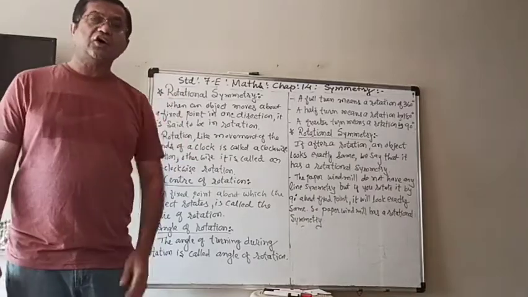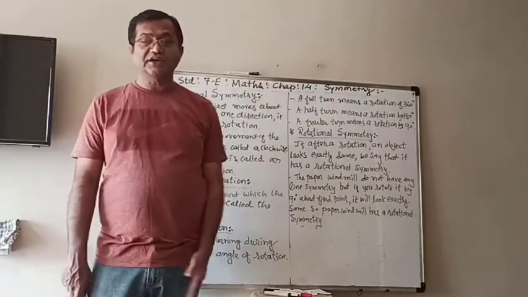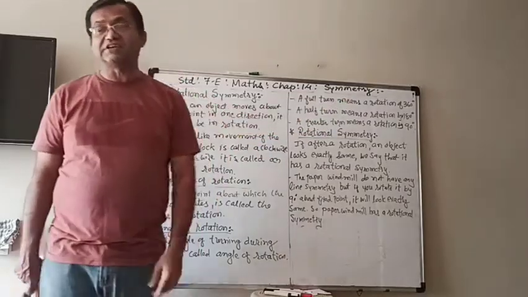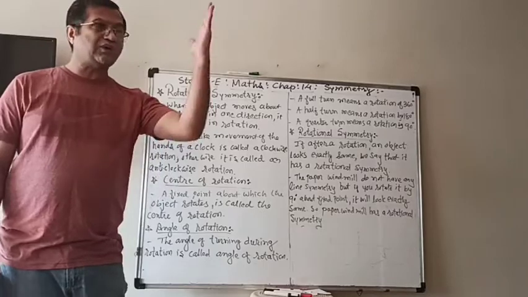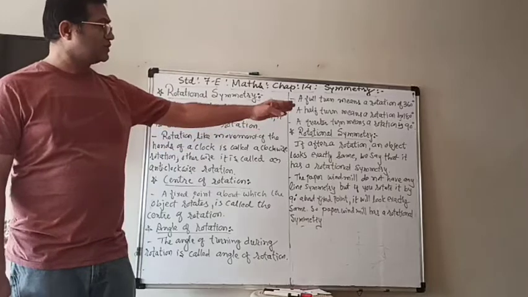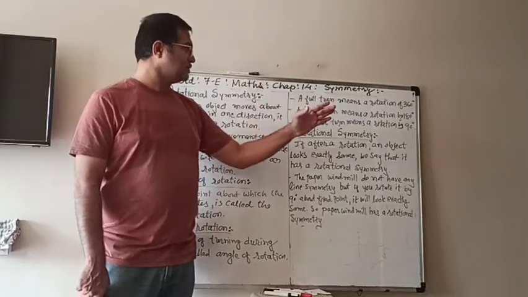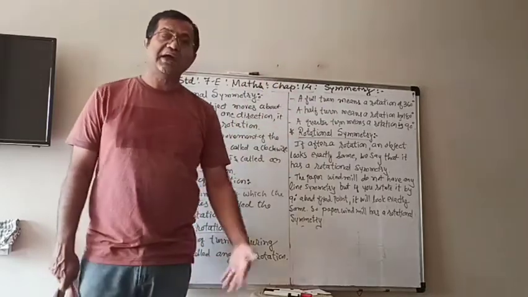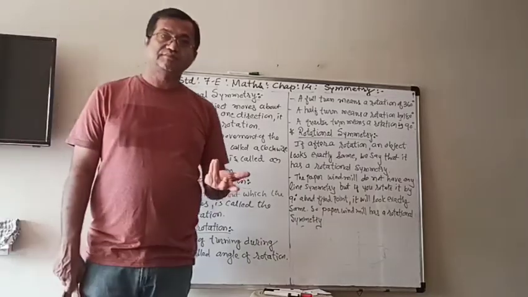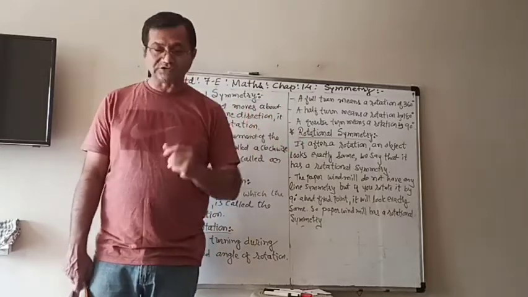But what about if it is only a half turn? Half turn means from 12 to 6. Then what is the angle between them? That is 180 degrees. So a half turn means a rotation by 180 degrees. And quarter turn means 12 to 3 or 3 to 6 or 6 to 9. That is known as the angle of rotation by 90 degrees. So full turn 360 degrees, half turn 180 degrees, quarter turn 90 degrees, and so on. And as I told you, rotation can be both sides. Clockwise also can be, or it can be anti-clockwise direction also.